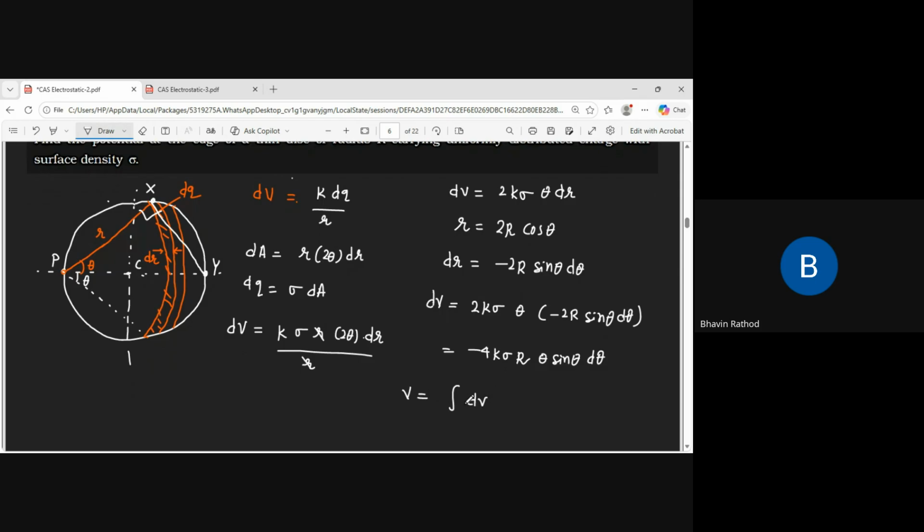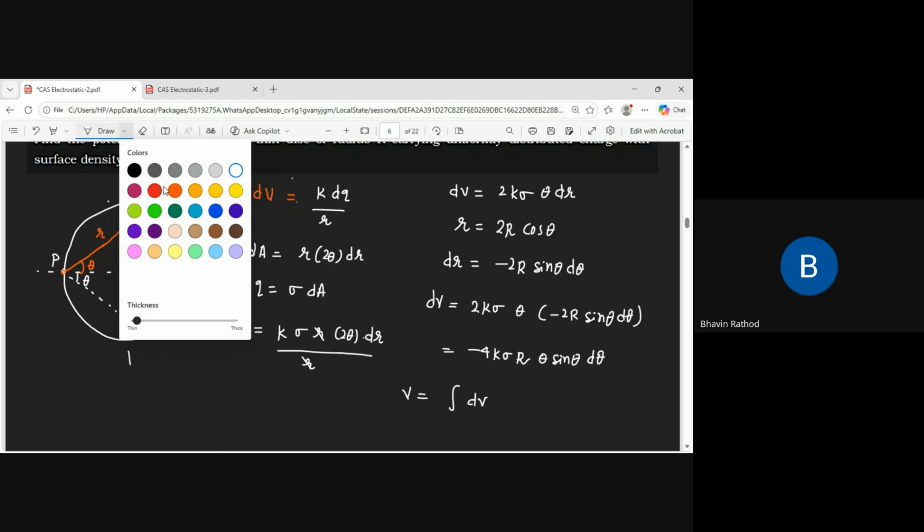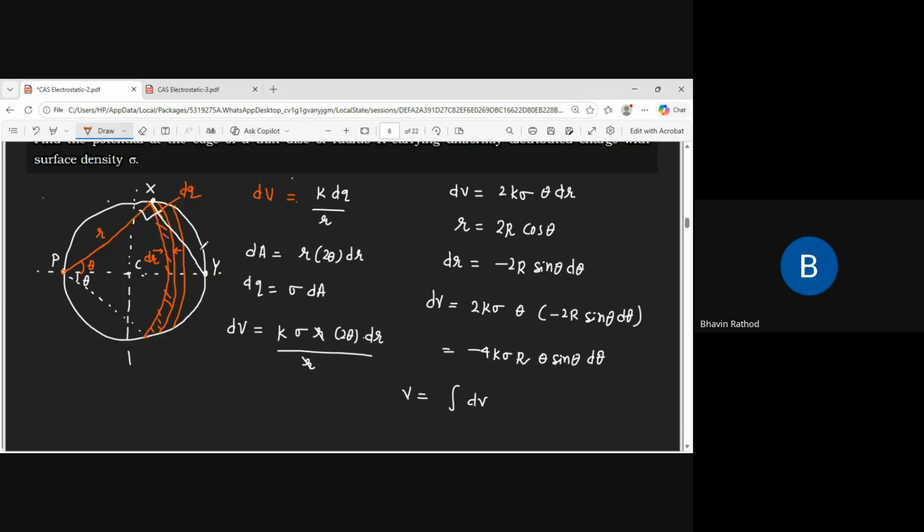Okay, now what will be the limit of integration? Well, you can see that the first element, the first ring portion, if we consider, will be something like this. I'm just exaggerating it, but it's going to be a very small portion like that. For this portion, theta is practically going to be 0. And the last portion is going to be very close to point P itself, for which theta will be close to 90 degrees.